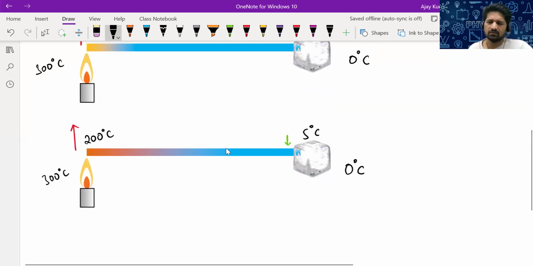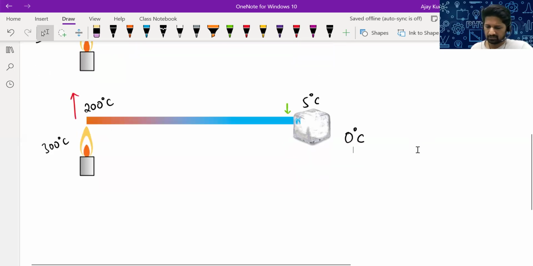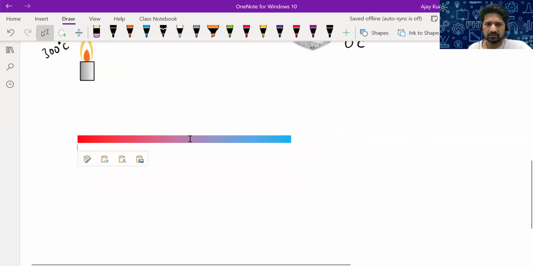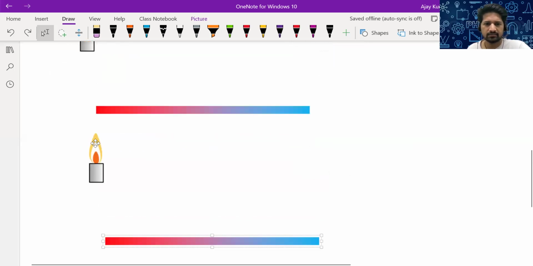Now we can't say both ends will come to a stable temperature at the same time. Who knows? The right end may come down to 0 degrees before the left end goes to 300 degrees. Those things we will not be bothered about right now, but temperature changes will happen. And if you give it a sufficient amount of time, you will see the temperatures stabilizing like this. The left end will finally attain a temperature of 300 degrees.